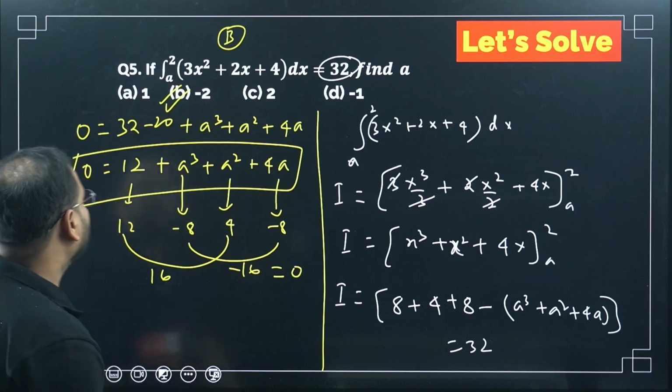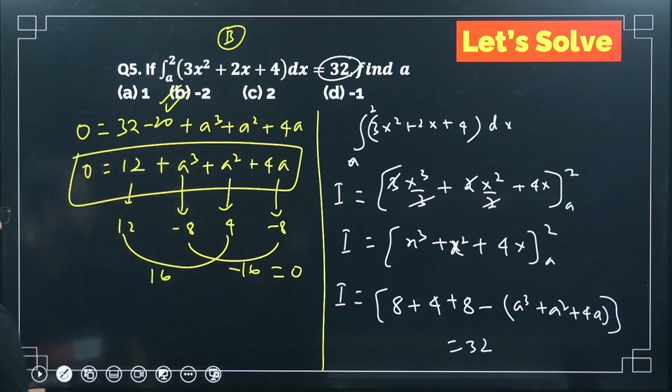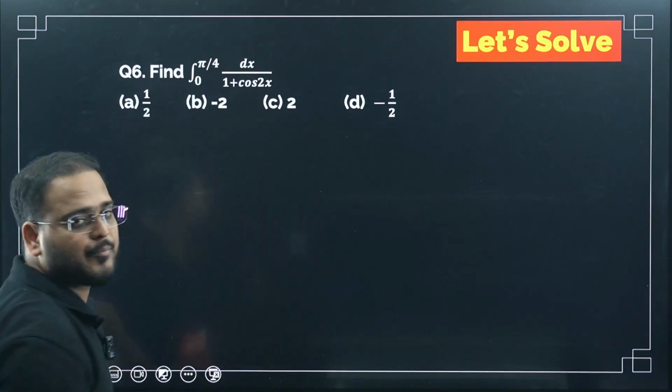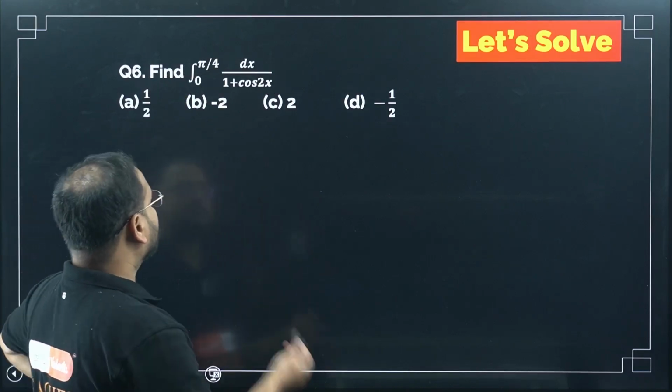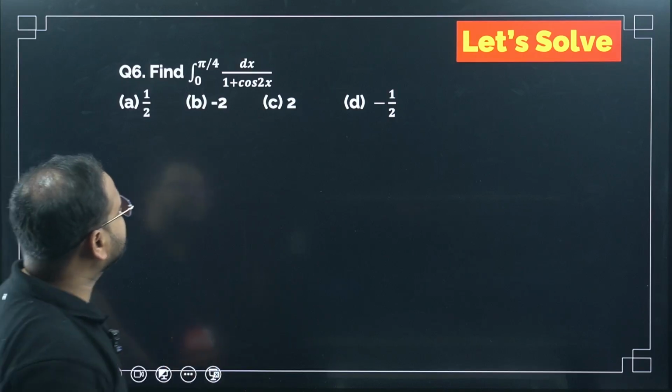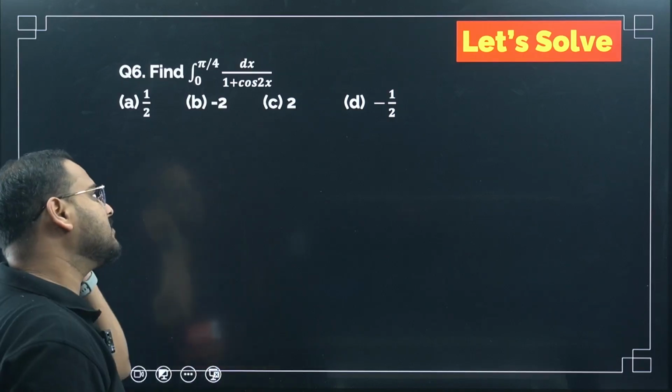Okay, moving on to question number 6. I hope this is visible. चलिए आगे बढ़ते हैं. Question number 6. Integrate the function dx upon 1 plus cos 2x with limits 0 to pi by 4. This is very, very simple.